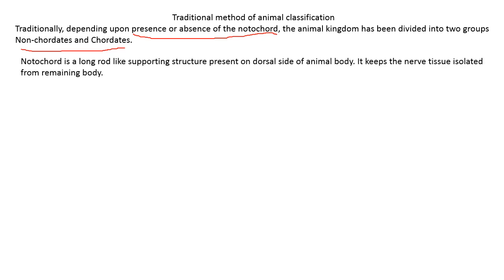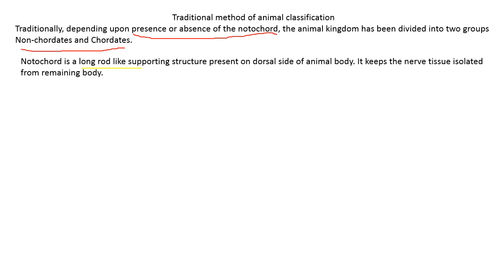Let's see what a notochord is. Notochord is a long rod-like supporting structure present on the dorsal side of the animal body. It keeps the nerve tissues isolated from the remaining body. So what is a notochord? It is going to be like a rod. It is a rod-like supporting structure present on the dorsal side.